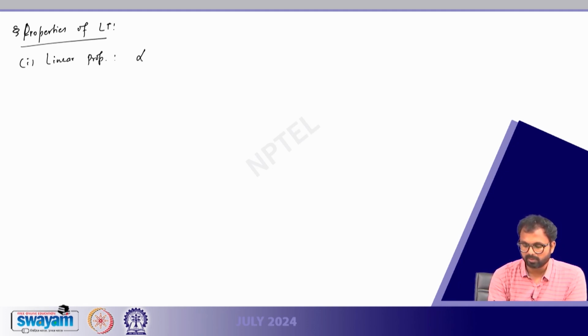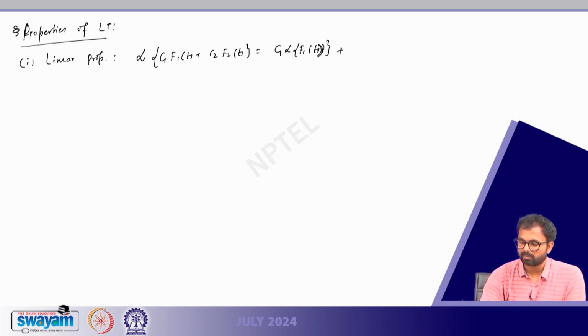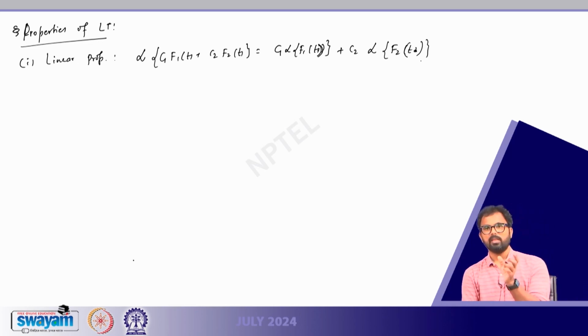So what is the linear property? The Laplace transform of C1 f1(t) plus C2 f2(t) is equal to C1 times the Laplace transform of f1(t) plus C2 times the Laplace transform of f2(t). So that means our Laplace transform gets distributed on both f1 and f2.